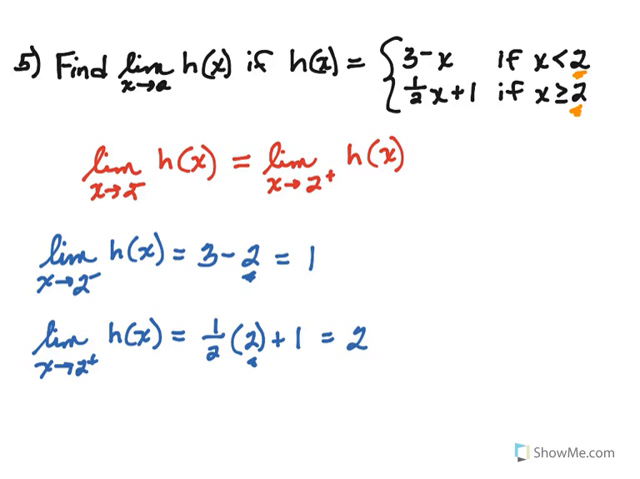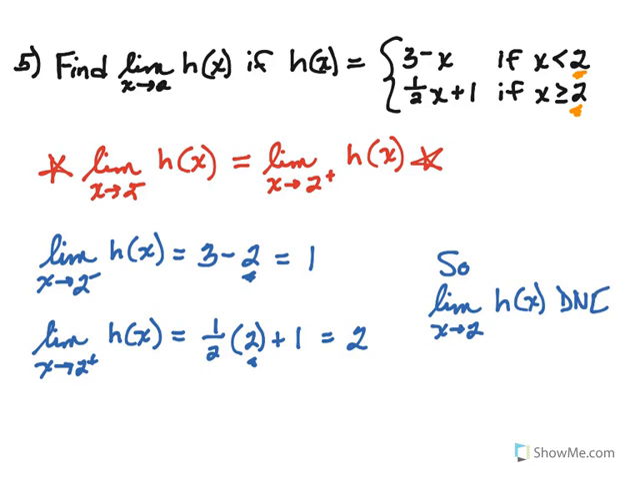Well, remember our big rule up here. This is a case in which the limit from the right does not equal the limit from the left. So what we conclude is that this limit overall, as we approach 2, does not exist. So let's take a look at another one.